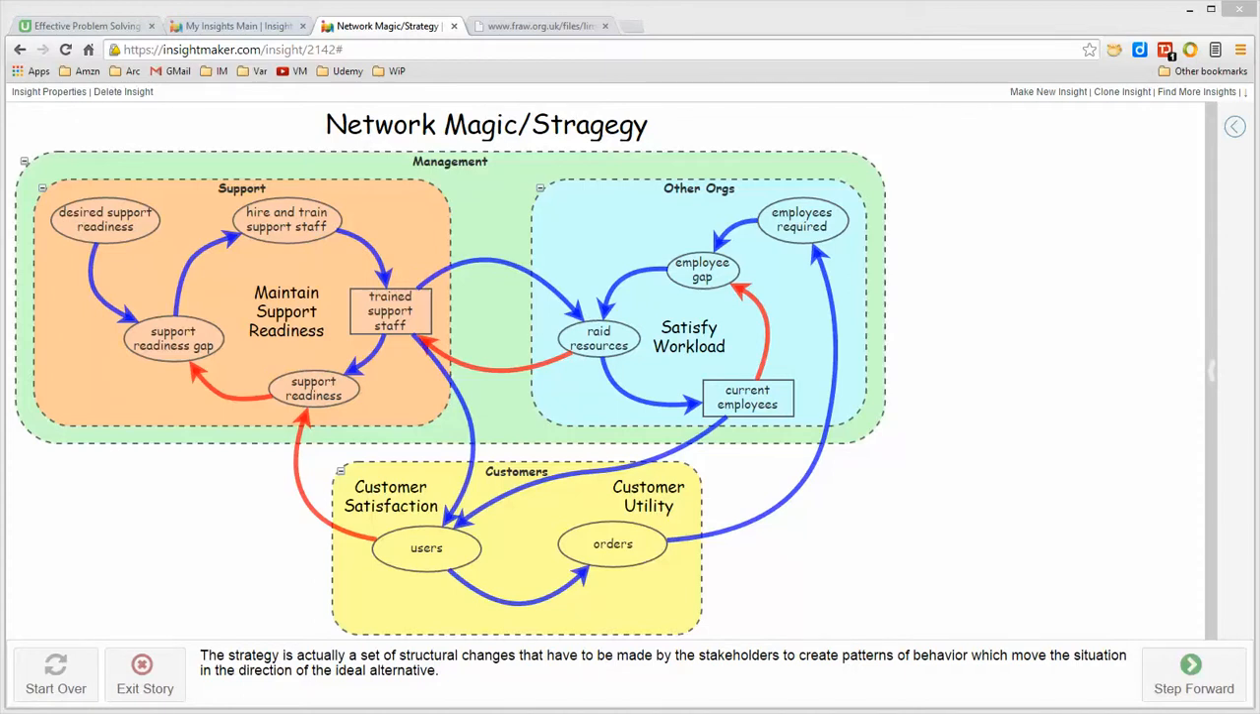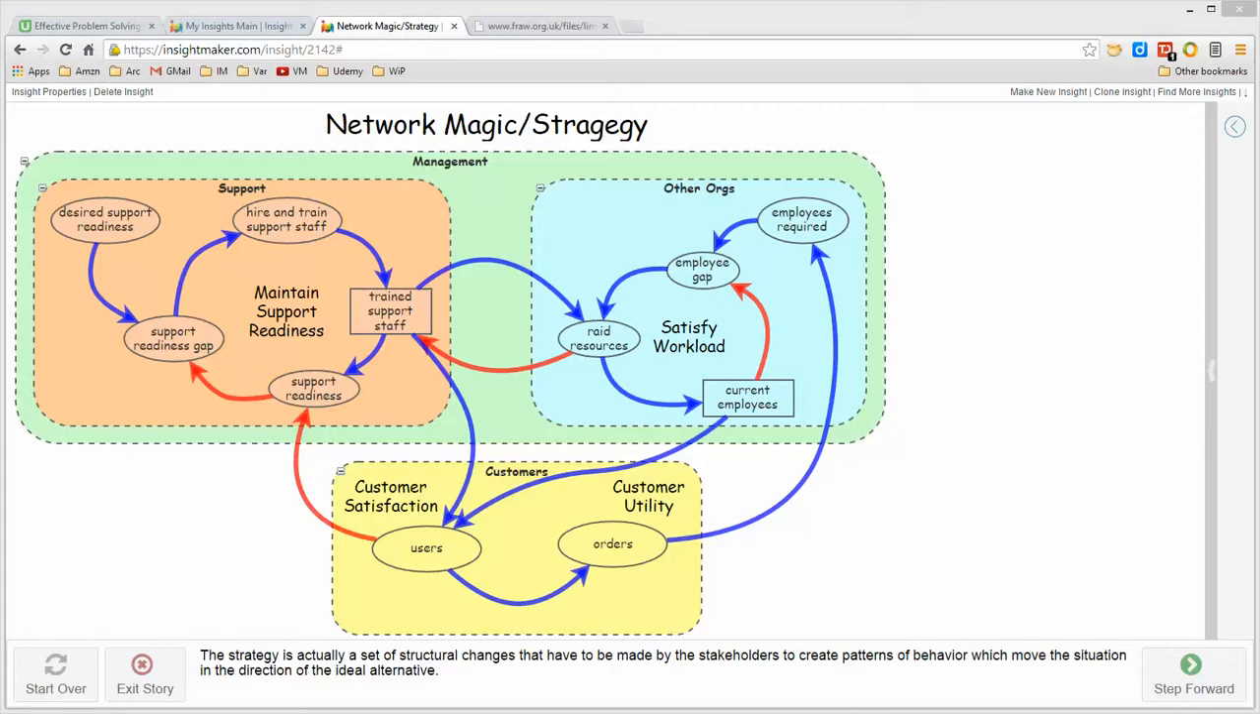Once you're relatively satisfied with your understanding of the relationships that are currently in play, causing the situation to be what it is, the strategy that you develop actually represents a set of alterations to the structure of those relationships, or the addition of new relationships, or altering them in certain ways so that they migrate the current situation in the direction of the desired alternative.